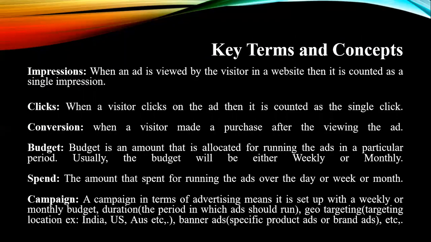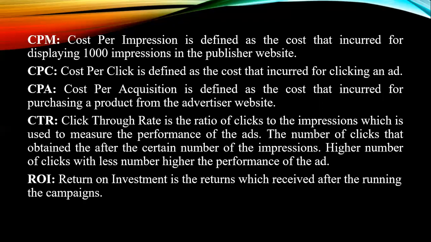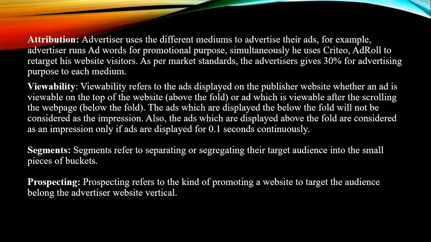That is in the form of impressions, clicks, conversion, budgets, spend, and campaign, CPM. There's cost per impression, cost per click, then cost per acquisition, then click-through rate, the ratio between clicks and impressions, and return on investment, attribution, viewability, segments, and prospecting. So this is one topic from online advertising. Is that clear?